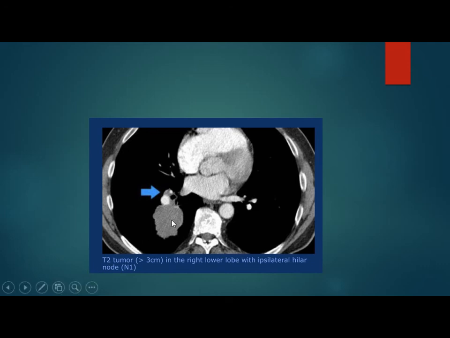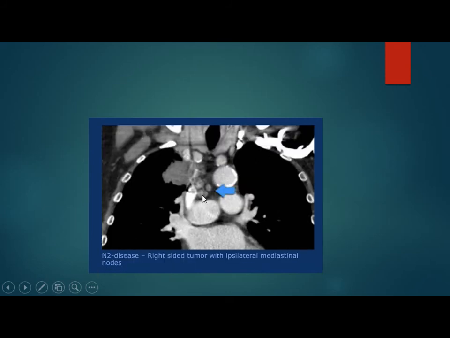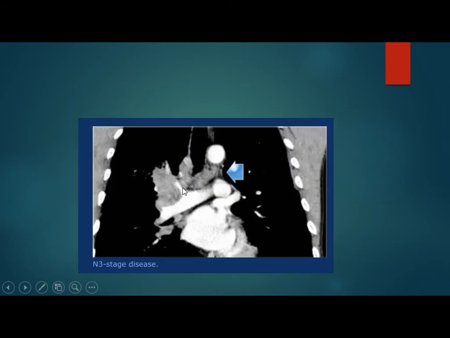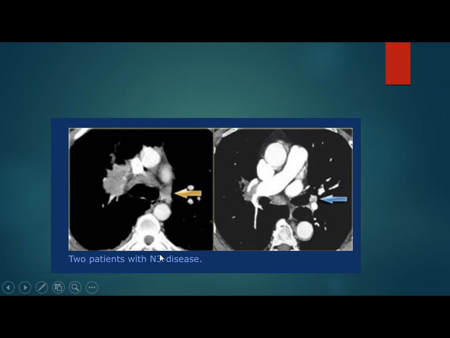So here it's N1, because there is a tumor more than 3 cm in the right lower lobe with an ipsilateral hilar node, ipsilateral to the mass. Here is the ipsilateral mediastinal node on the right side. Here, 2 patients with N3 disease on the contralateral side. This is the mass and this is the other lymph node on the contralateral side. This is N3.